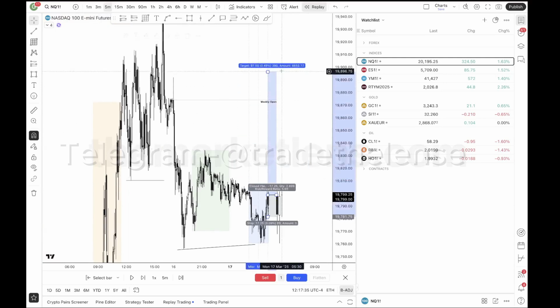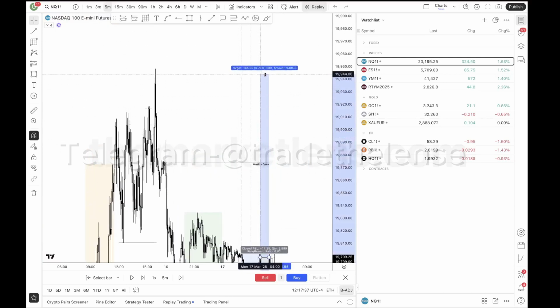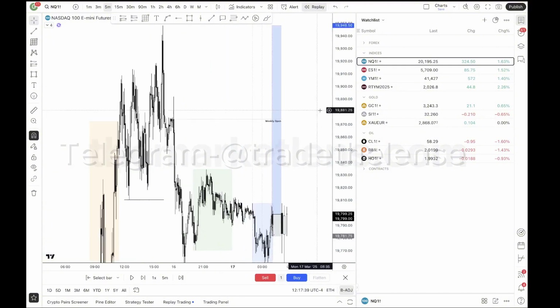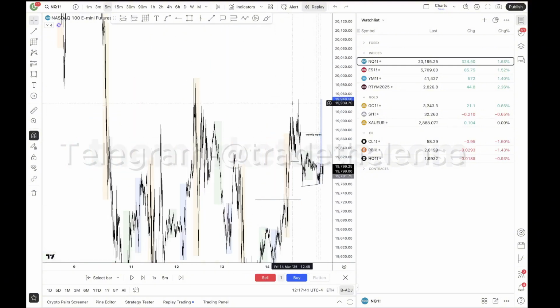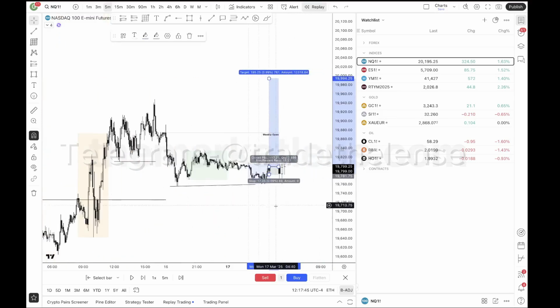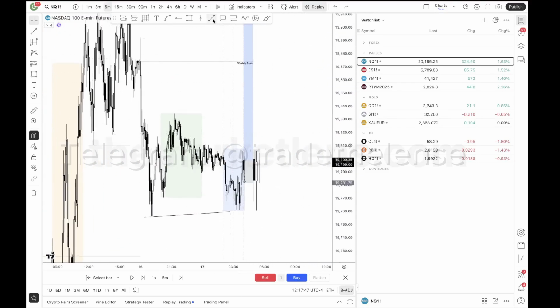So what do you target? Obviously, this is your main target. Or this is not even your main target, actually. It's actually this, that daily swing point high. But obviously, we can take partials on the way, right? Here's your first relevant objective, right?